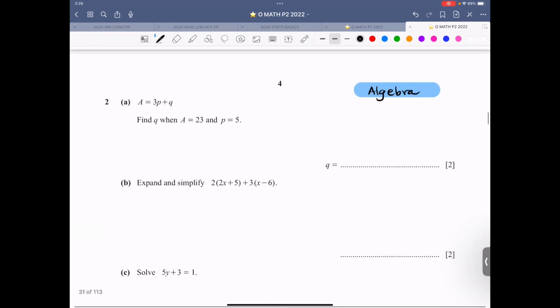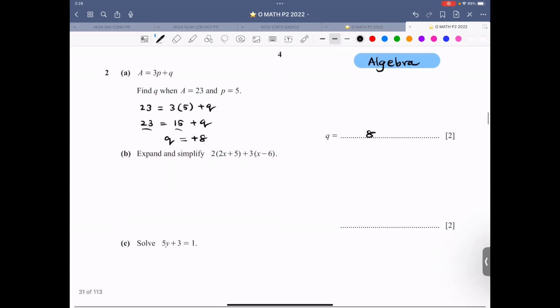A is equal to 3P plus Q. Find Q when A is 23, P is 5. So A is 23, P is 5, and Q as it is. This is 23, this is 15, this is Q. So Q is the difference between 23 and 15. It's coming out to be positive, that is 8. So the value of Q is 8. That is the first part.